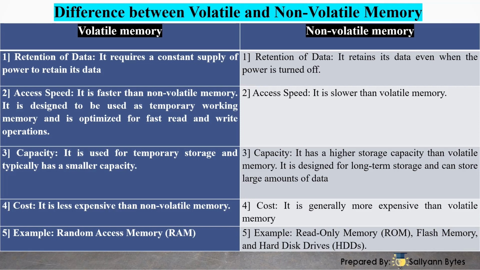Volatile memory is used for temporary storage and typically has a smaller capacity. But non-volatile memory has a higher storage capacity than volatile memory. It is designed for long-term storage and can store large amounts of data. Volatile memory is less expensive than non-volatile memory. But non-volatile memory is generally more expensive than volatile memory. An example of volatile memory is random access memory, RAM. Examples of non-volatile memory are read-only memory, ROM, flash memory, and hard disk drives, HDDs.